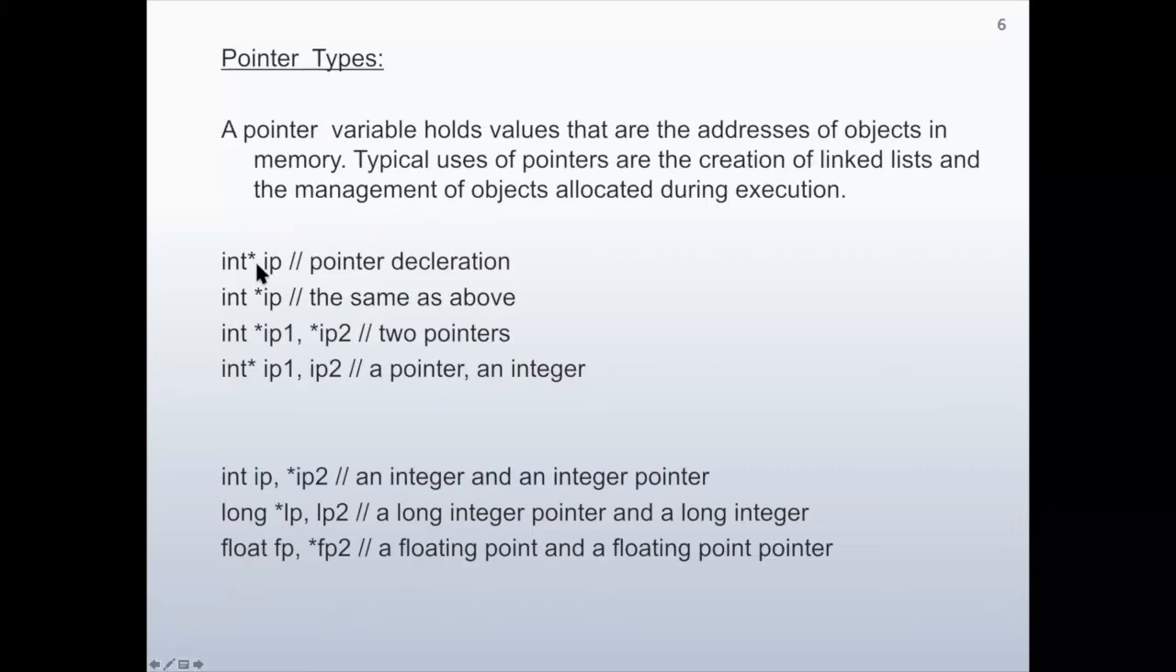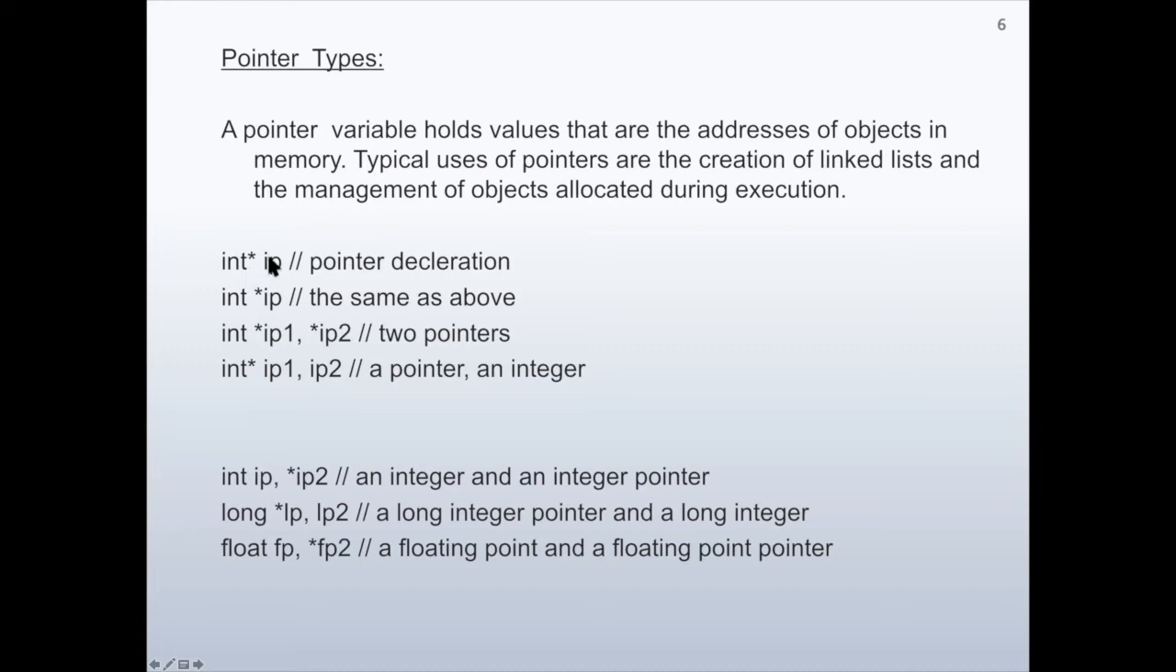To understand better the solutions we have seen, now we examine in detail what the pointer types and reference types are. A pointer variable holds values that are the addresses of objects in memory. Typical uses of pointers are the creation of linked lists and management of objects allocated during execution.